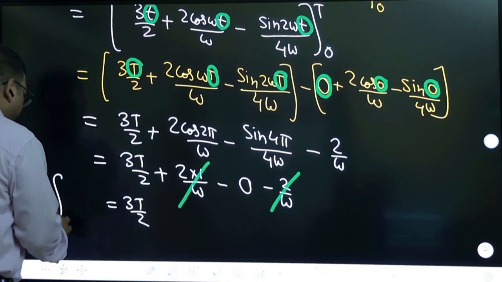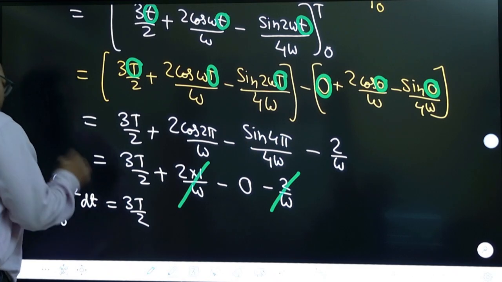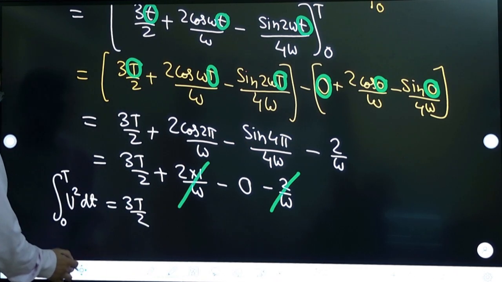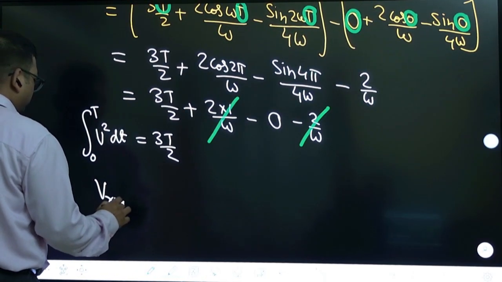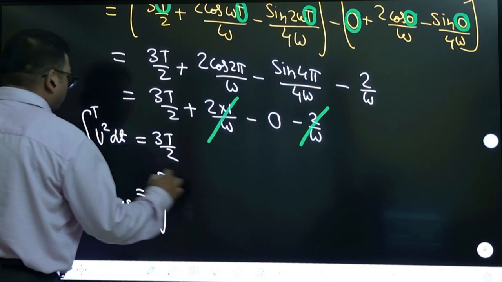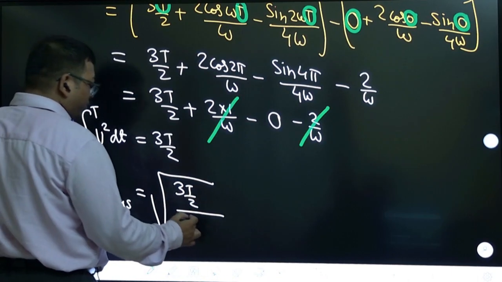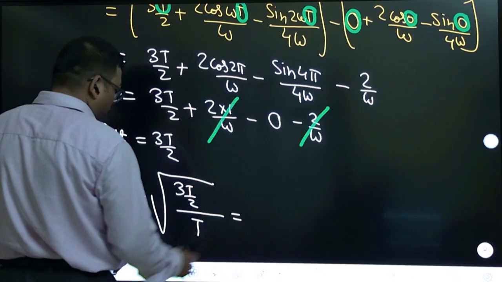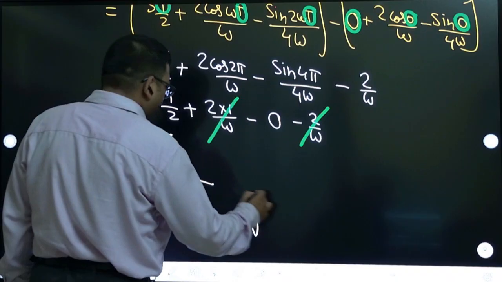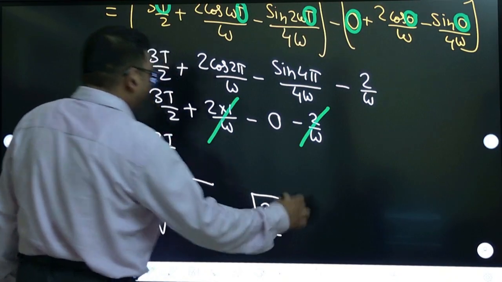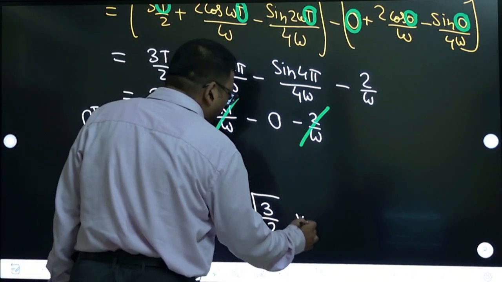Remember, this is the integration of v square dt from 0 to T. This was the integration. Now let us calculate the RMS value. So Vrms is equal to the root of this value 3T by 2, divided by the cycle time T. So T and T got cancelled. You got the answer as root under 3 by 2. Clear? This is the answer in whole.